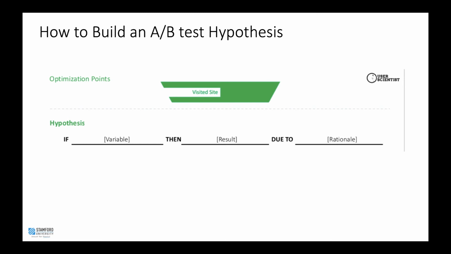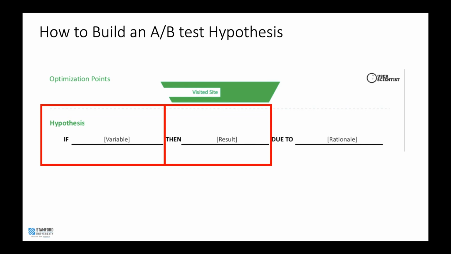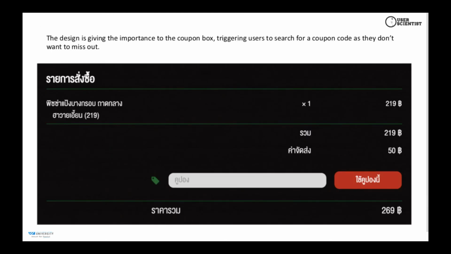So this is the framework around hypothesis. Variable A happens, result B happens based on a specific rationale. That's the concept. Now let's put this into practice. We're going to take a look at an example here of a food ordering app from the pizza company.